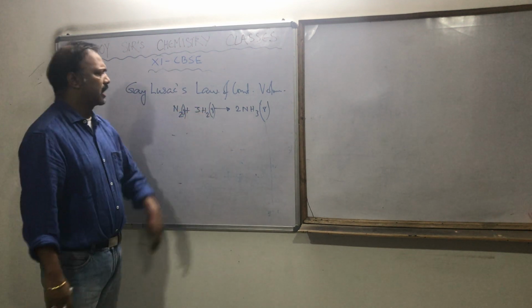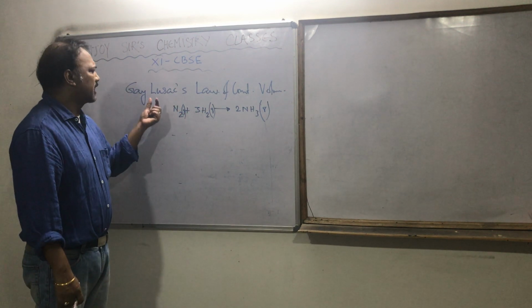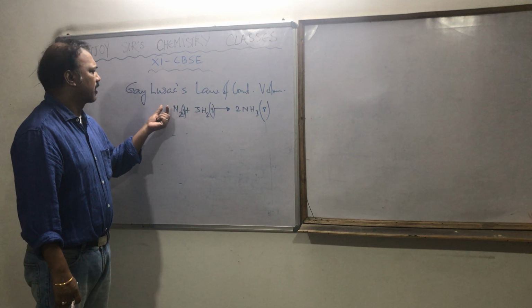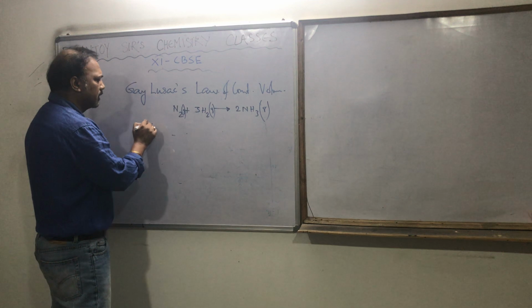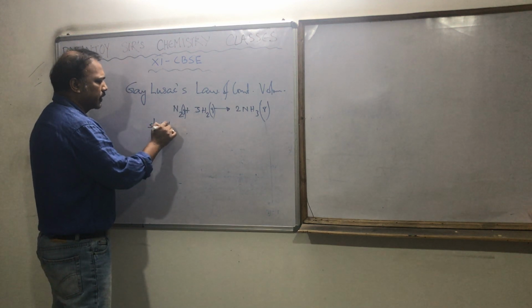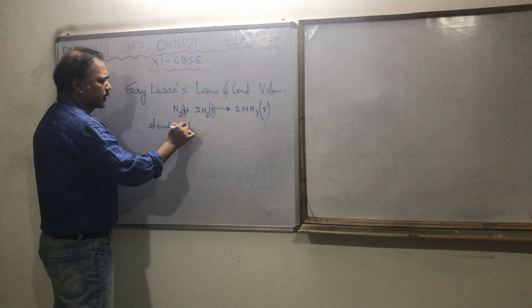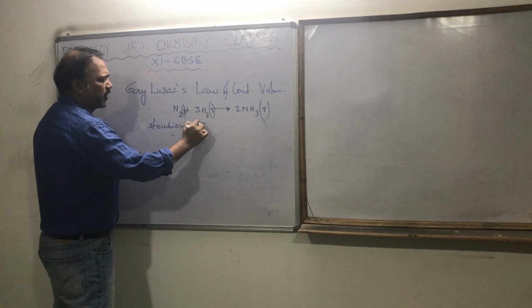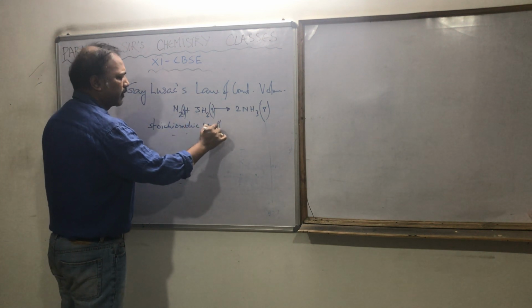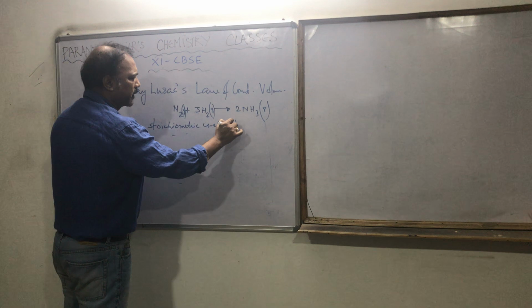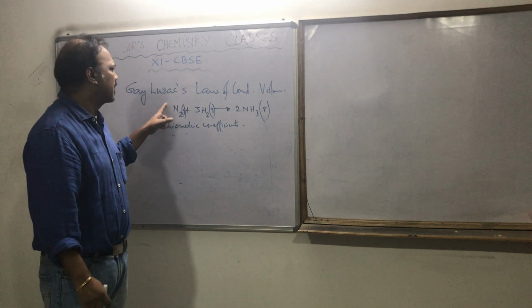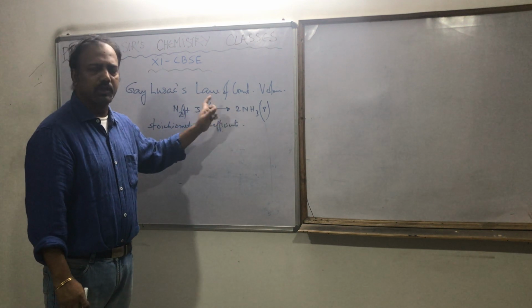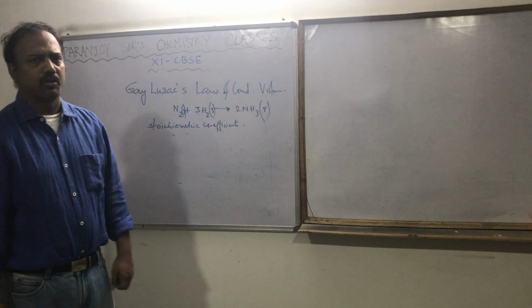Okay, so this is a balanced equation, and the numbers of molecules in a balanced equation are called, you know what they are called? They are called stoichiometric coefficients. What are the stoichiometric coefficients over here? 1, 3 and 2. These are called stoichiometric coefficients.